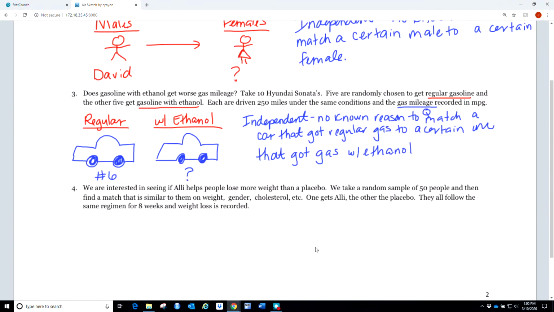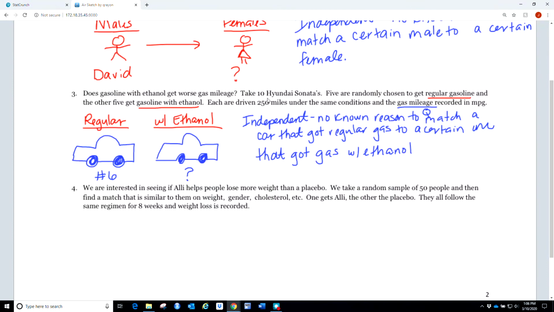One of the first reasons why students think it was paired is because each car was driven 250 miles under the same condition. So every car was doing the exact same thing. That made them feel like it was paired. Well, actually, that is really just to be consistent. That really has nothing to do with how the cars were sampled themselves. That's a great control, of course, for the experiment, but that isn't anything that's really telling me how the cars were chosen. Because here we really are focusing on the cars. So let's focus on those cars.